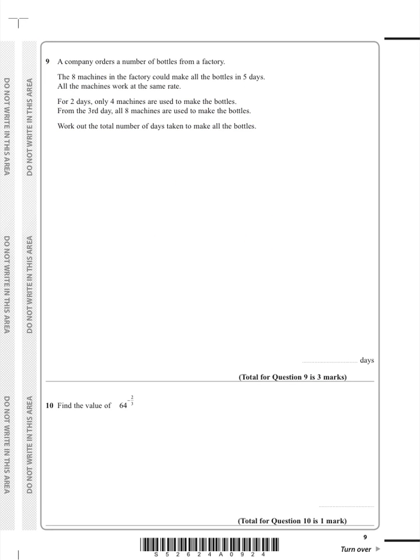Question 9, quite a difficult question here. It says a company orders a number of bottles from a factory, and it says the 8 machines in the factory could make all the bottles in 5 days. So let's write that down first. The 8 machines could make all the bottles in 5 days. And all the machines work at the same rate. So for 2 days, only 4 machines are used.